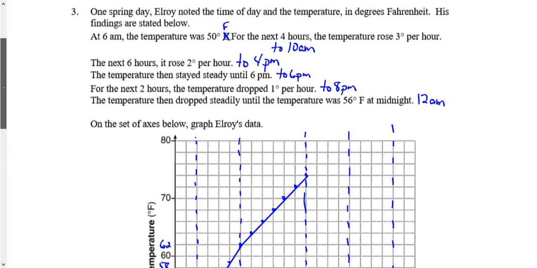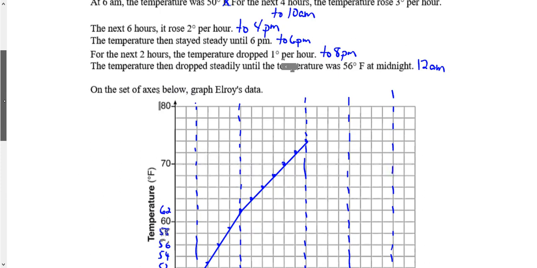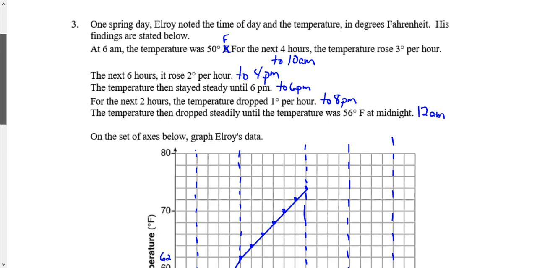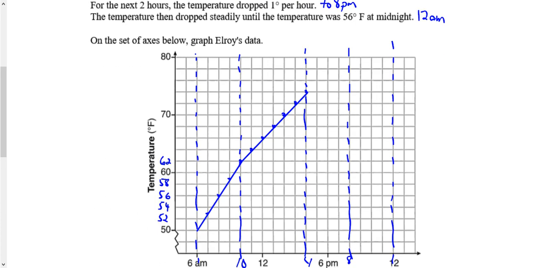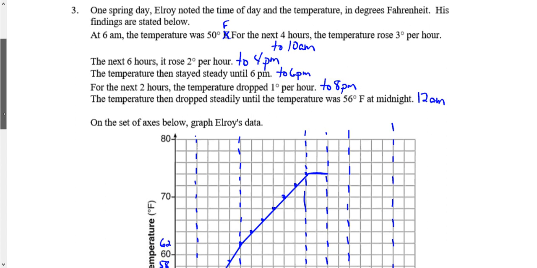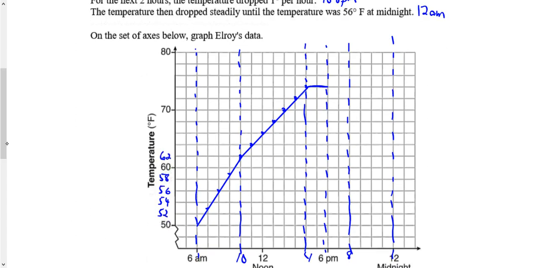And then what did it do? And it stayed steady until 6. And that's going to be our horizontal line. Oh, I didn't put one at 6, did I? So from 4, let me make sure I didn't mess that up. I forgot to put a dotted line at 6. So then I'm going to go straight across here because it's held steady. And then what did it do? The next 2 hours it dropped 1 degree per hour. So every hour it went down there and down there.